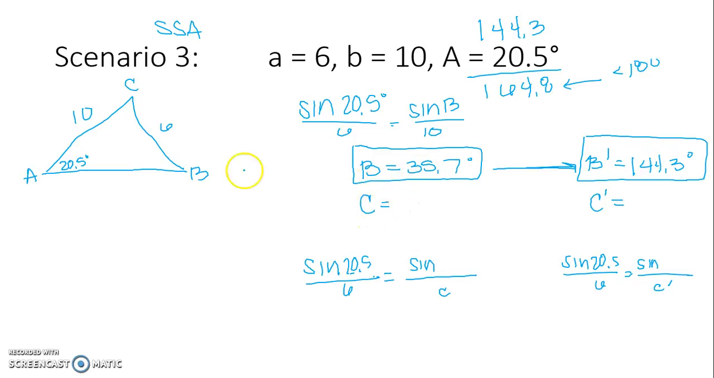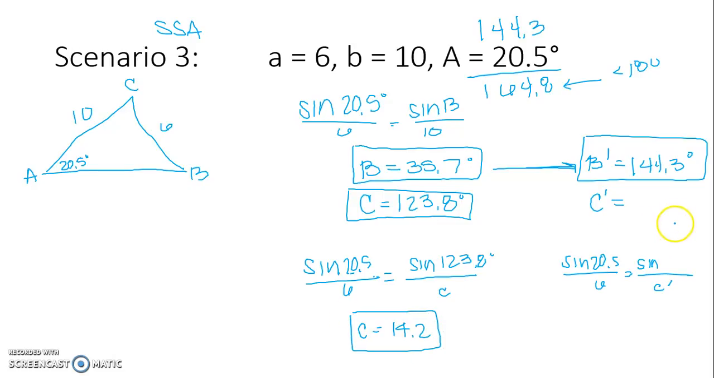So for angle C, I'm going to do 180 minus my 20.5 minus my 35.7. I'm getting 123.8 degrees. Now I can cross multiply, so 6 times sine of 123.8 divided by sine of 20.5. And I'm getting that C is 14.2, roughly.